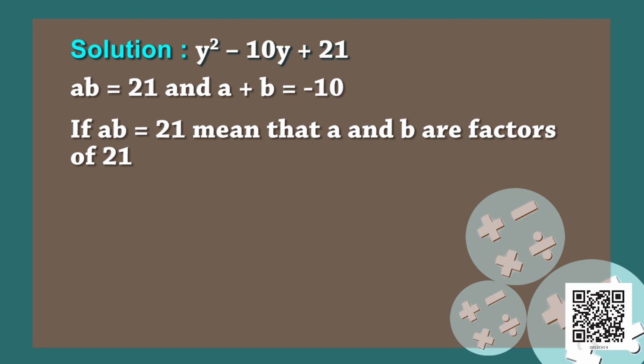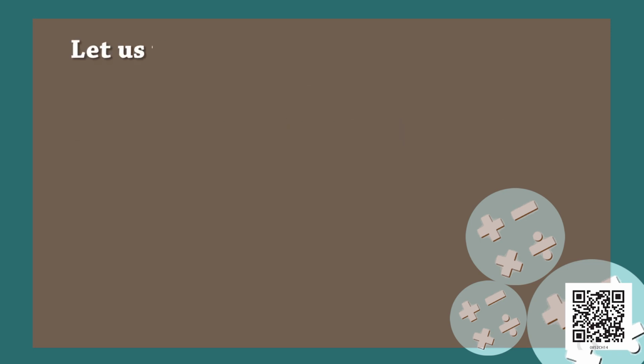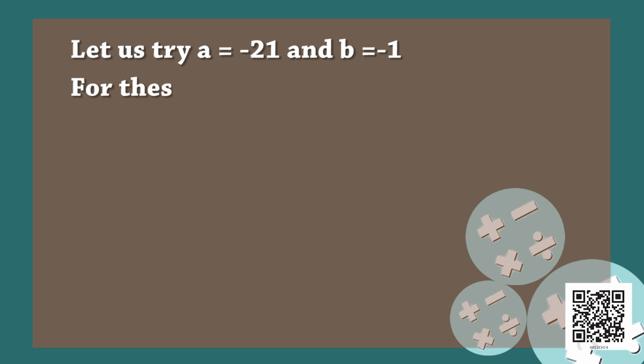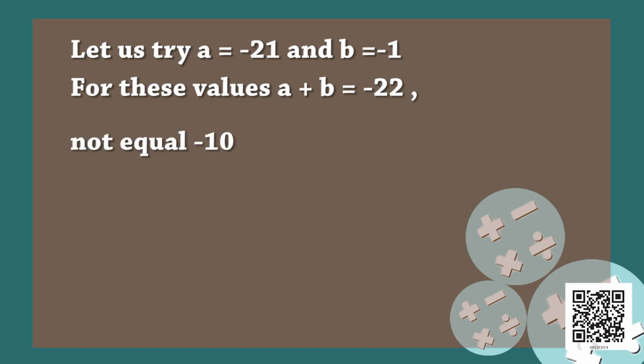Note that their product must be 21 and their sum must be minus 10, which means we have to take both the terms as negative. So, let us try a is equal to minus 21 and b is equal to minus 1. Then for these values, a into b is equal to 21, but a plus b is equal to minus 22, which is not equal to minus 10.